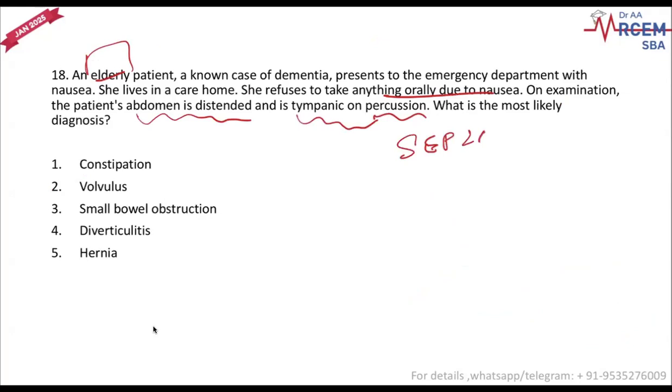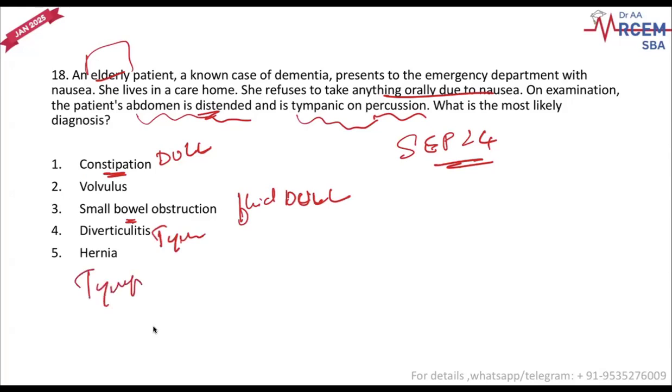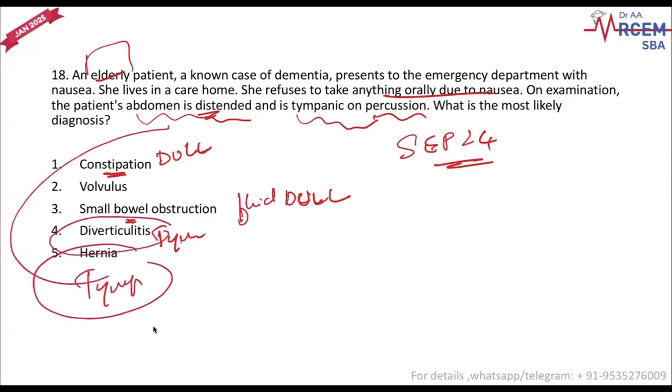This same question has appeared in September 24 also. Constipation will cause dullness. Abdominal distension can be seen during severe constipation, but constipation will cause dullness on percussion. Small bowel obstruction is usually because of fluid accumulation in the bowel, so it becomes dull on percussion again. Diverticulitis can be tympanic. Hernia can be tympanic, but usually this doesn't cause abdominal distension. Here, abdominal distension is because of volvulus, especially seen in an elderly person. So the right diagnosis here is the second one.